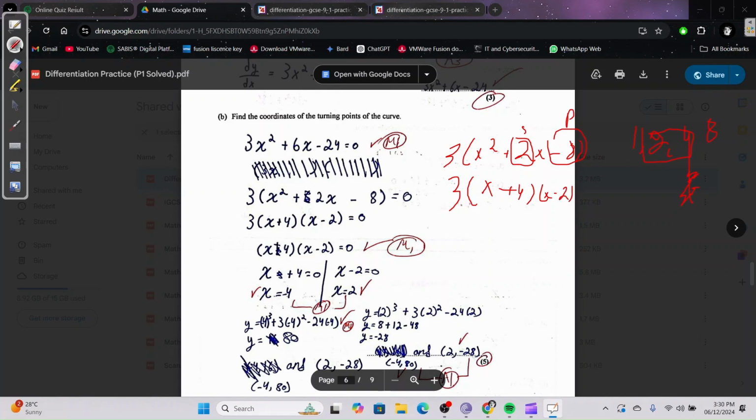Now, since the middle number is positive, the bigger factor of 8 is going to be positive as well, because you remember you're going to need to sum with a positive number, so the result is positive. So (x + 4)(x - 2) is our answer.